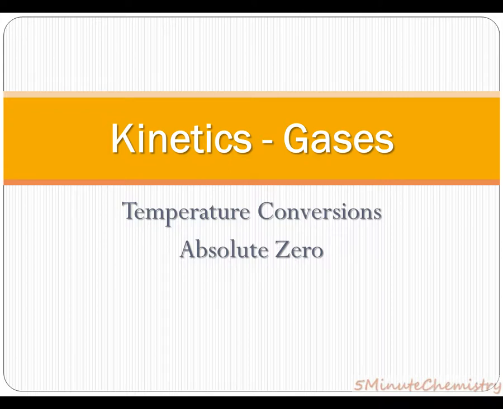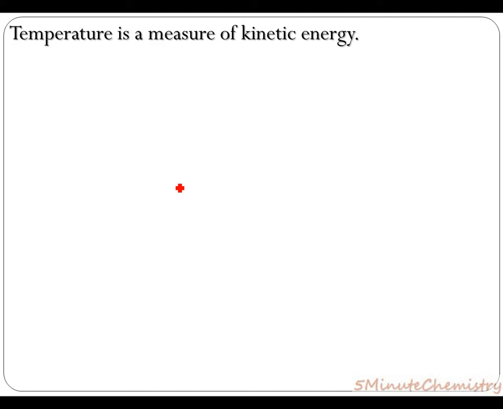So let's begin our discussion of kinetics by going into our temperature conversions, understanding the two temperature scales, and absolute zero. First off, recall that we said temperature is a measure of kinetic energy, and I'm going to expand on this. The absolute temperature is a measure of kinetic energy. Every scale is, but to be the most accurate, you want to have a scale where zero temperature means zero kinetic energy, and we're going to talk about that in a sec.